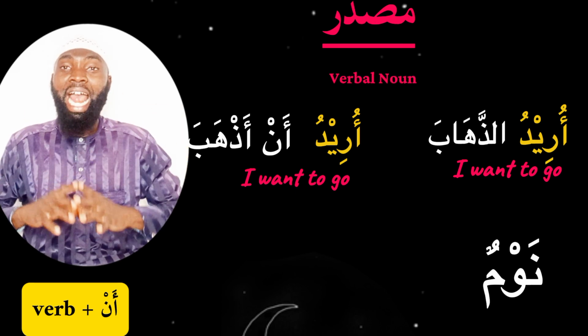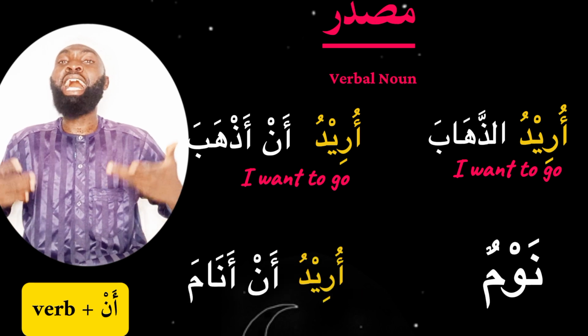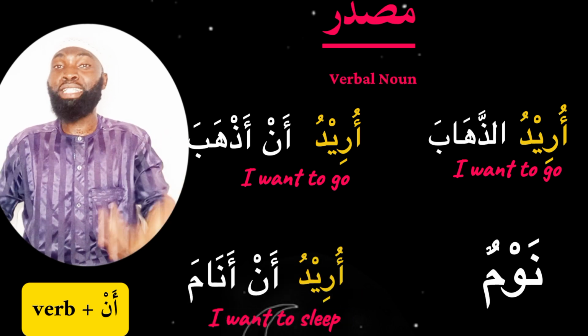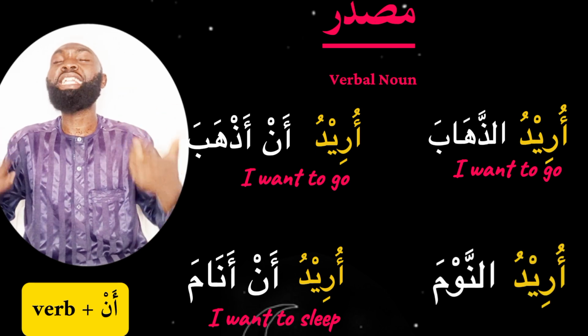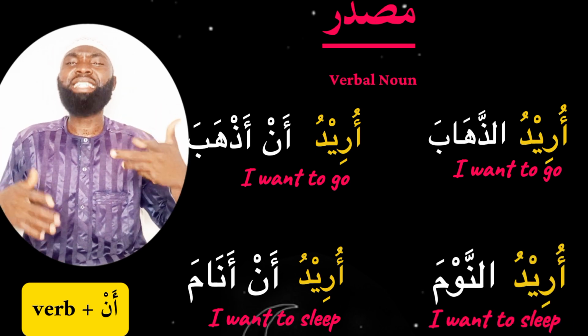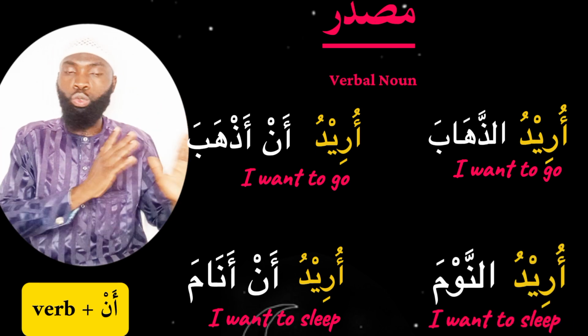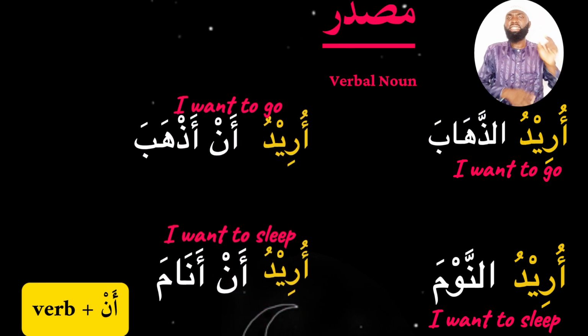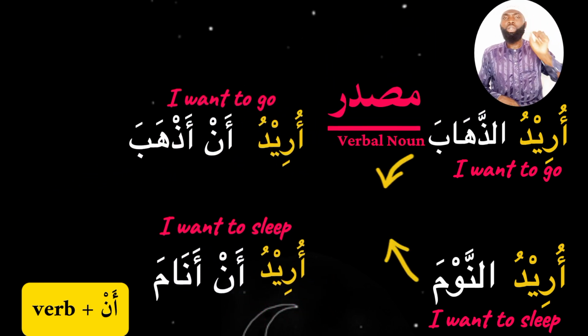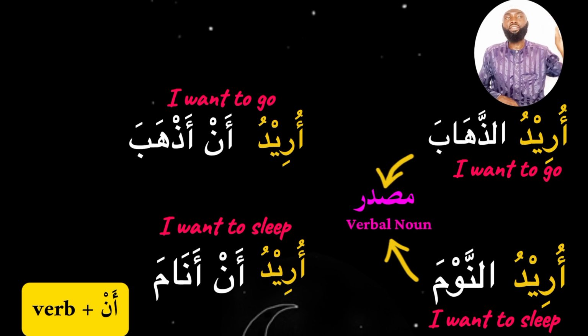The same way, I can say uridu an anama. I want to sleep. Conveying it differently, we say uridu nauma. I want sleeping. That's I want to sleep. Now, the first way of conveying this is to use the masdar, which is the verbal noun that we have seen from the words dhahabun and naumun.